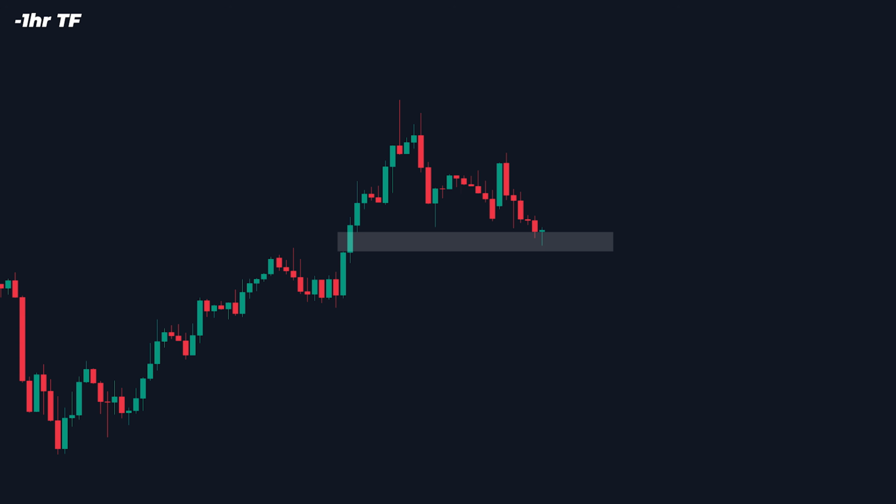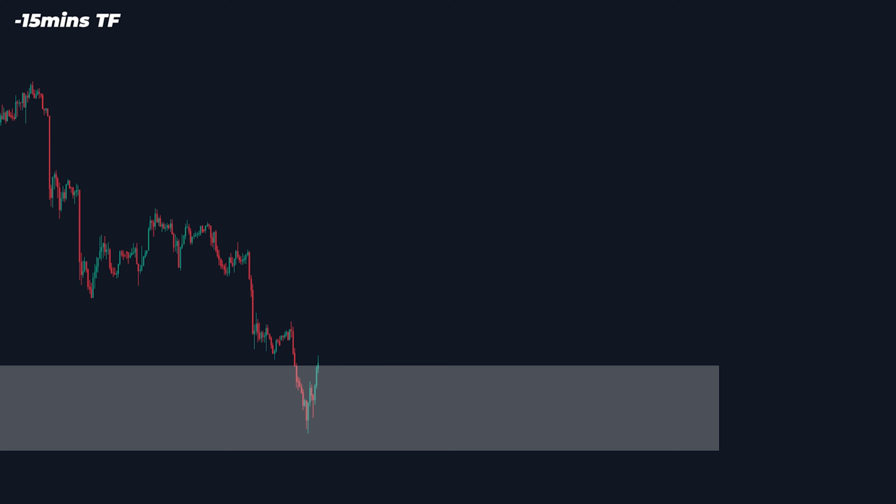Once price is inside the fair value gap, switch to a lower time frame like the 5-minute chart. Here, you're looking for entry confirmation, specifically a change of character. A change of character happens when price has been making lower highs and lower lows in a small downtrend, then suddenly breaks that pattern and forms a higher high. This shows that sellers are losing control and buyers are stepping in. When you see that higher high, enter a buy trade as soon as price breaks above it.